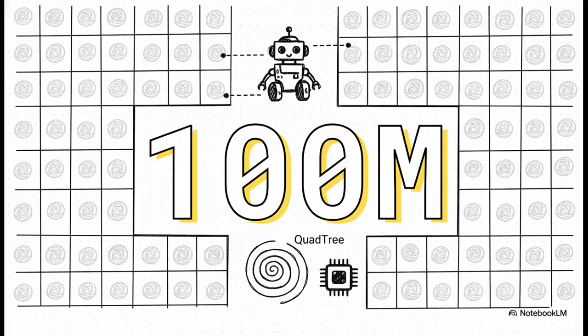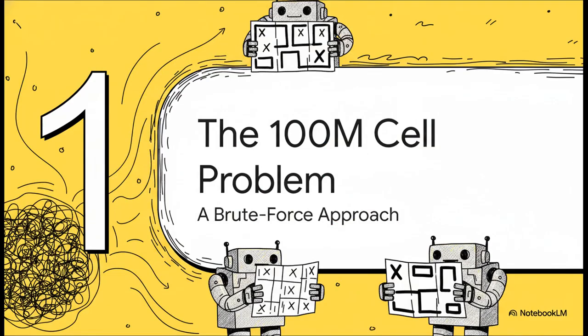To see what I mean, let's think about a warehouse, maybe 100 by 100 meters. If our robot wants to map that space with just 1 centimeter precision, how many tiny little squares does it need to keep track of? The answer is 100 million. That is an absolutely colossal amount of data for a little computer on wheels. And that, right there, is what we call the 100 million cell problem.